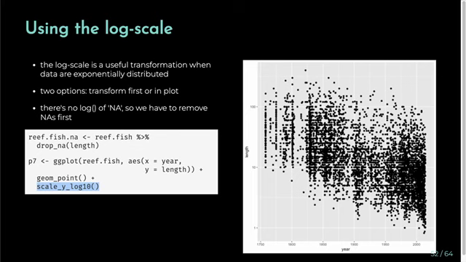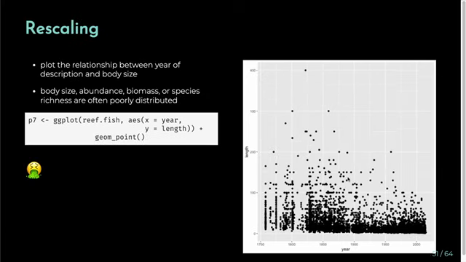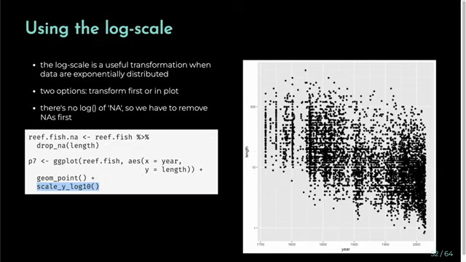And what we can see is much prettier than the previous one. Just for comparison, this is what it looked earlier. This is what it looks like now. And we can see that there's actually a really nice sort of relationship where the smaller the species, the later they are being described.